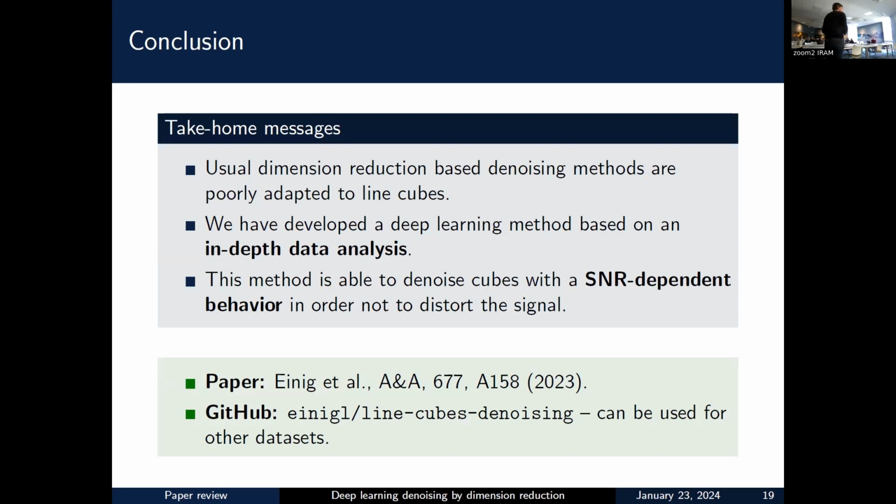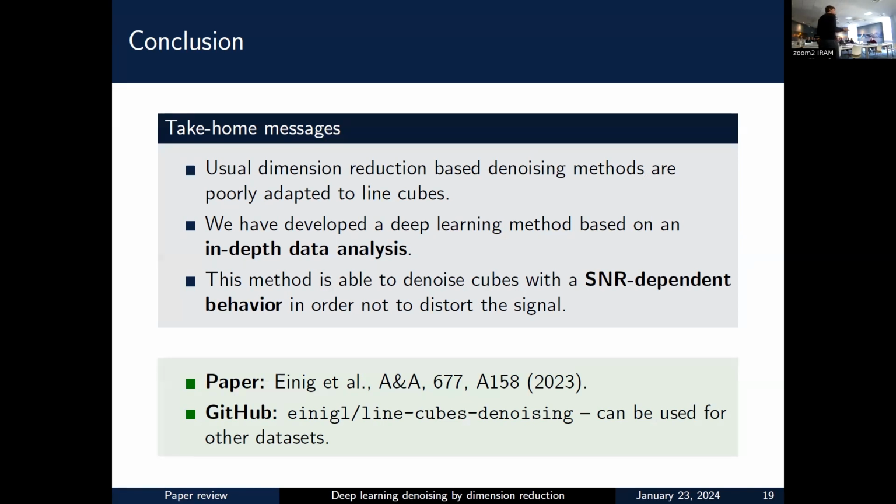So as a conclusion, the usual dimension reduction methods are poorly adapted in the case of molecular line cubes because they are quite different from the data that are usually studied in the hyperspectral community. So in our case, we have developed a deep learning method which is based on an IPDET data analysis. And we are now able to denoise the cubes with a behavior which depends on the signal to noise ratio of the data in order to avoid distorting the signal.